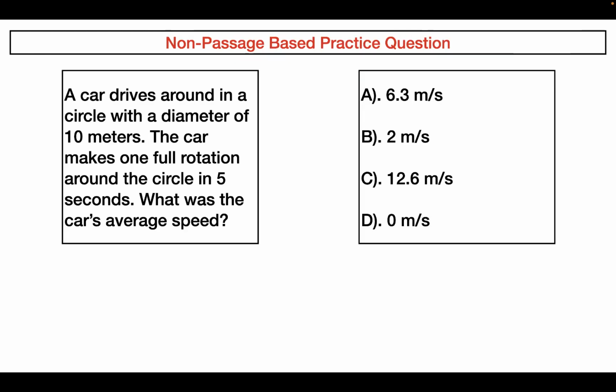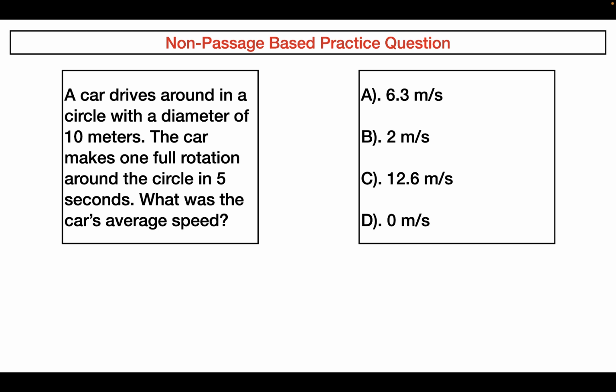So now let's do a practice question. A car drives around in a circle with a diameter of 10 meters. The car makes one full rotation around the circle in 5 seconds. What was the car's average speed? So take a moment, pause the video, and calculate the answer for yourself.